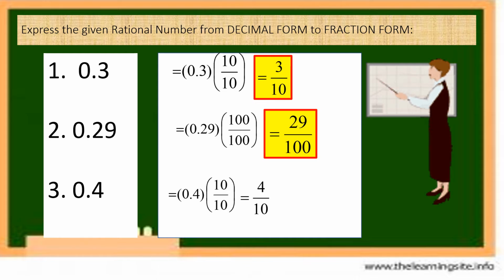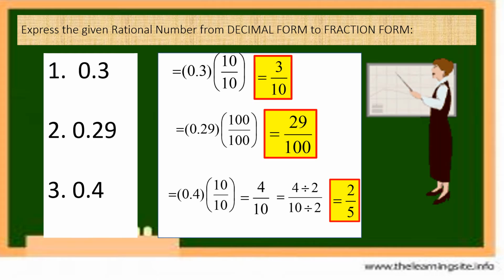But 4 over 10 is not yet in lowest terms. We need to divide it by 2. So 4 divided by 2 is 2. And 10 divided by 2 is 5. So we have our final answer, 2 over 5.